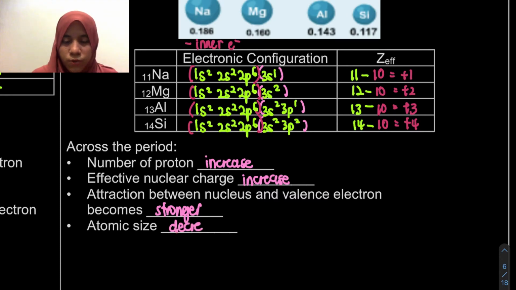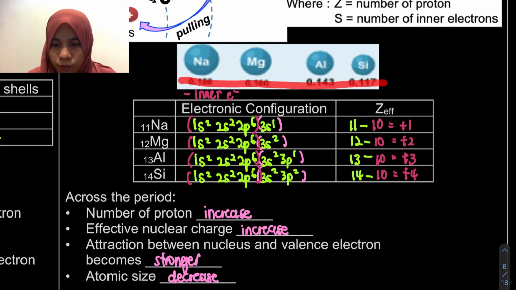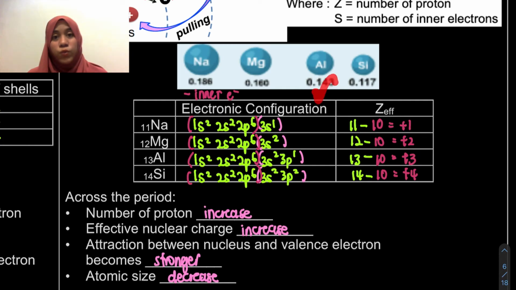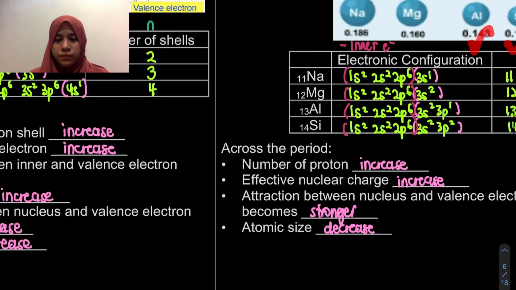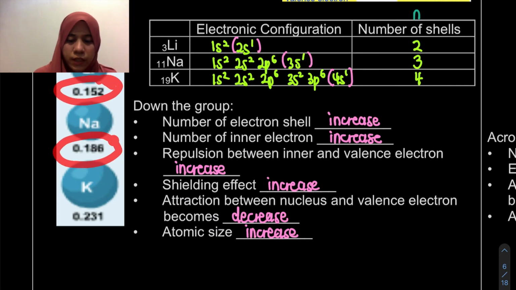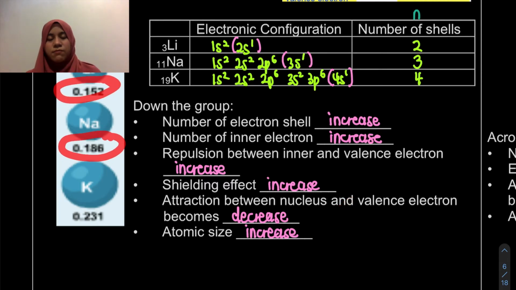So that's why, as we can see here, across the period, based on the values themselves, the atomic size is getting smaller. For example, for aluminium and silicon, 0.143 and 0.117. Down the group, as we mentioned, the atomic size increases, and the values too: lithium is 0.152, sodium is 0.186.